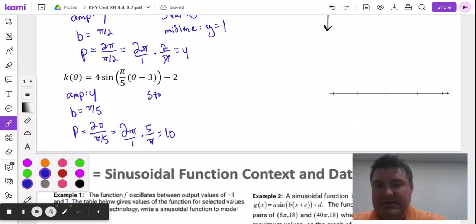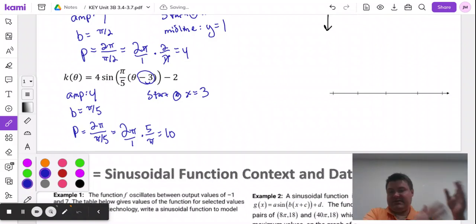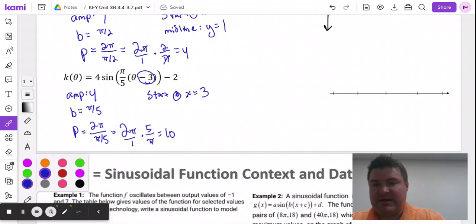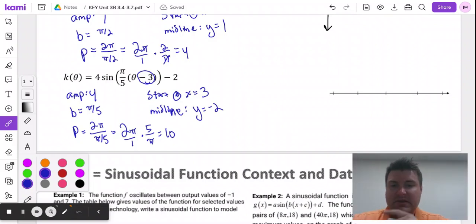I'm going to start at x equals, this is my C value now, okay? So it's going to start at x equals 3 because it's getting shifted to the right 3, okay? So it's going to start at 3 because it's minus 3. If it was plus 2, we would start at negative 2, okay? And then we would have our midline here. Midline is going to be y equals negative 2, and I get that from that last value right there. Okay, so I'm starting at 3.